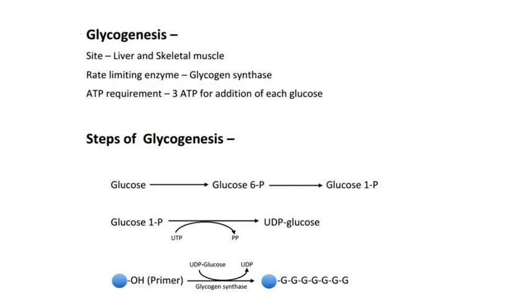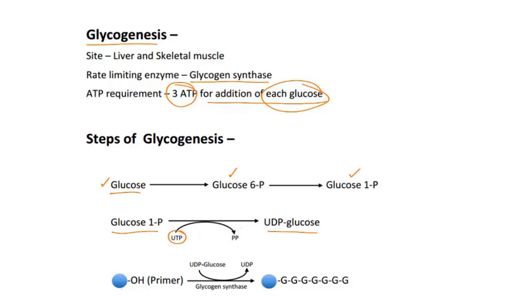Now we will talk about glycogenesis. Glycogenesis is a process by which glycogen is formed from glucose. Here the rate limiting enzyme is glycogen synthase, and to produce glycogen 3 ATP is needed for adding each glucose. In this process, at first glucose produces glucose 6-phosphate, then glucose 6-phosphate produces glucose 1-phosphate. This glucose 1-phosphate produces UDP glucose by binding with UTP and releasing pyrophosphate.